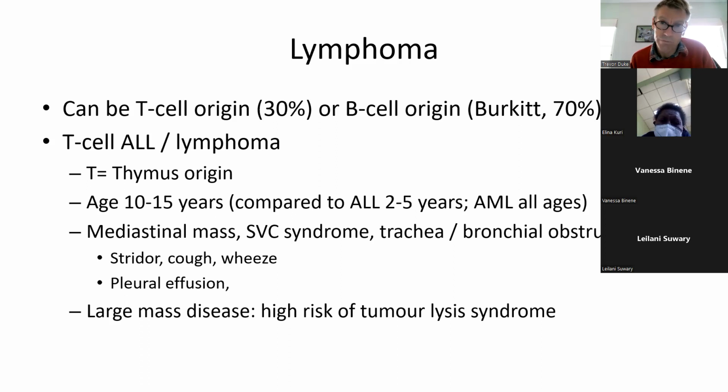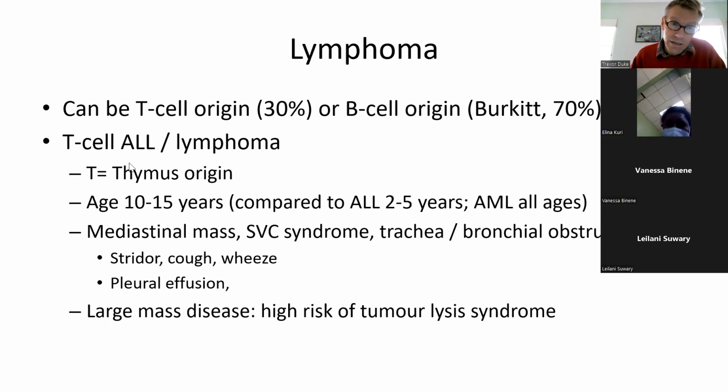And the other type of lymphoma is called B cell lymphoma. The reason I mention this is because it's more common in PNG, and it's called Burkitt lymphoma. Burkitt lymphoma makes up at least 70% of lymphomas in PNG. It's more common than T cell lymphoma. I'll talk a bit about Burkitt in a little while.